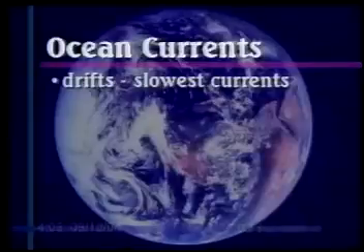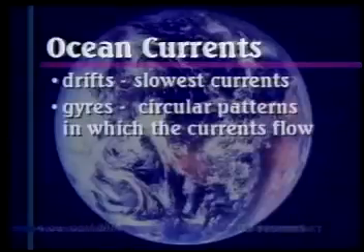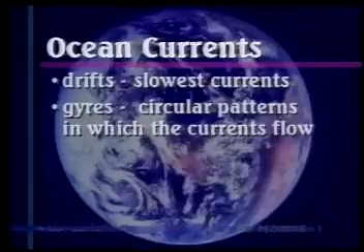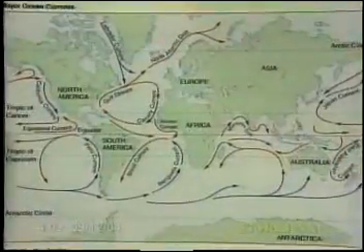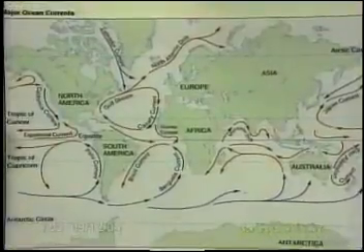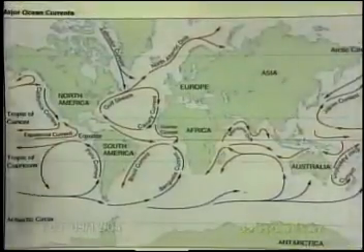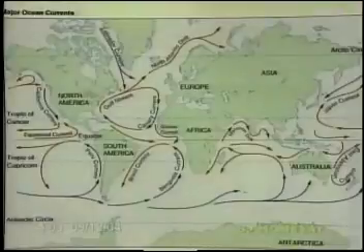And we use the term gyres. These are circular patterns in which the currents flow. So with the wind, we had wind belts or prevailing winds. With the ocean, we have currents or gyres. So what we want to do is look at some major ocean currents in your textbook. This is on page 45. The major ocean currents are color-coded here. The cool currents are blue and the warm currents are red.